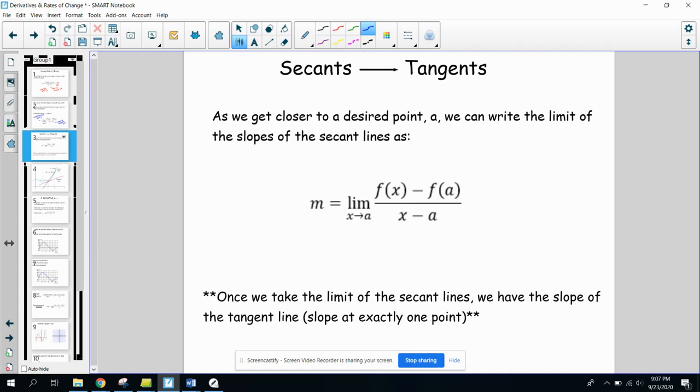We want to make sure that we're used to seeing these different types of equations because they're all really the same thing. They're just written a little bit differently. Again, this is basically the change in y over change in x, but it's the limit of that. Once we take the limit of the secant lines, we have the slope of the tangent line, which is the slope at exactly 1 point.